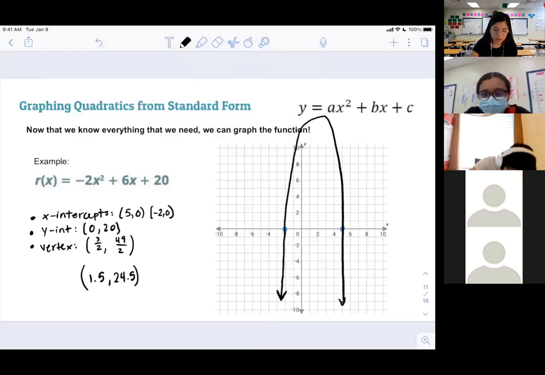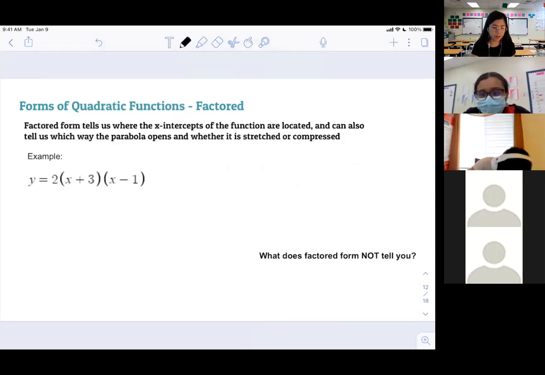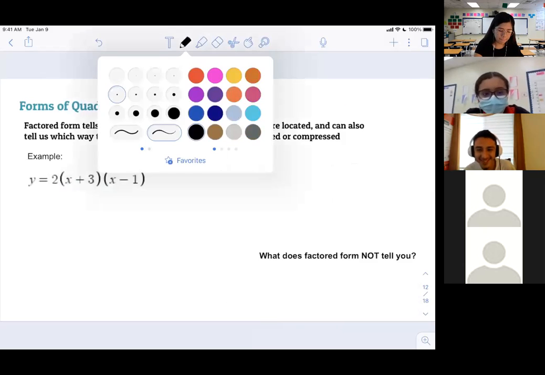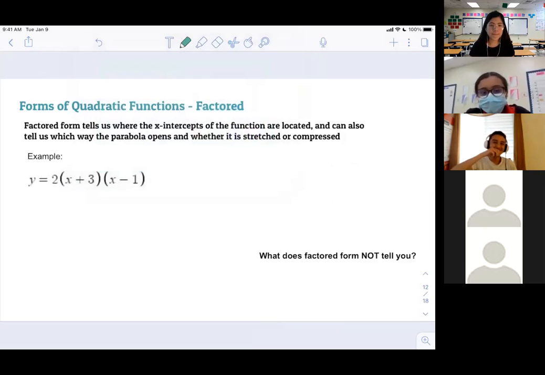All right. Finally, we go to factored form. Factored form tells us where the x-intercepts of the function are located and can also tell us which way the parabola opens and whether it is stretched or compressed.